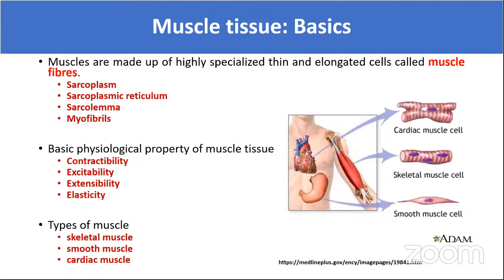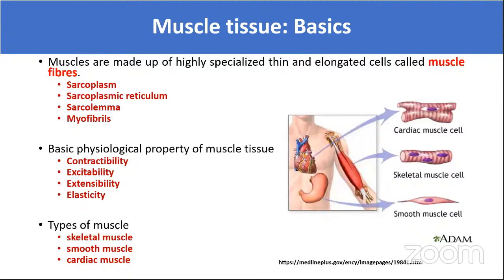So what is the shape or size of the muscle? They are highly specialized, thin and elongated cells. They are not round shaped cells as we are normally acquainted to see. So these are elongated cells, thin in nature, and therefore instead of calling them cells, they are called muscle fibers. Now there are certain terminologies with respect to muscle tissue, muscle cells.